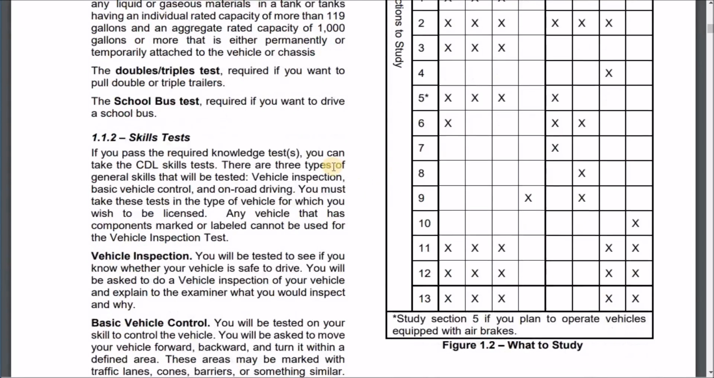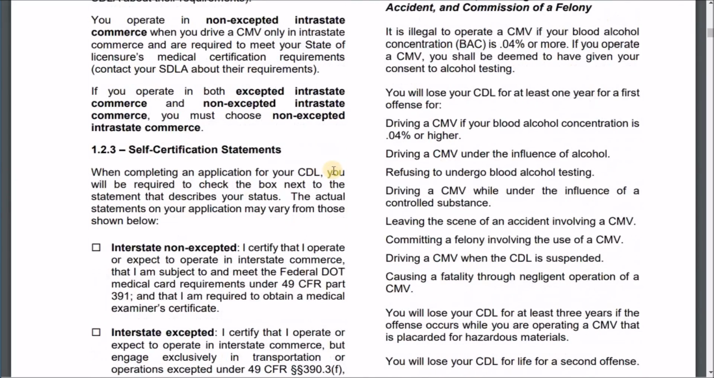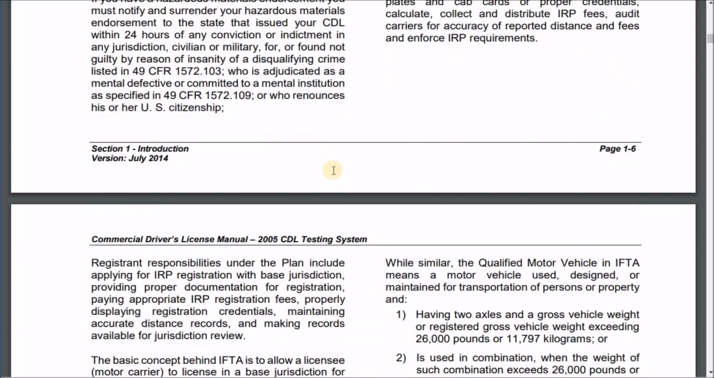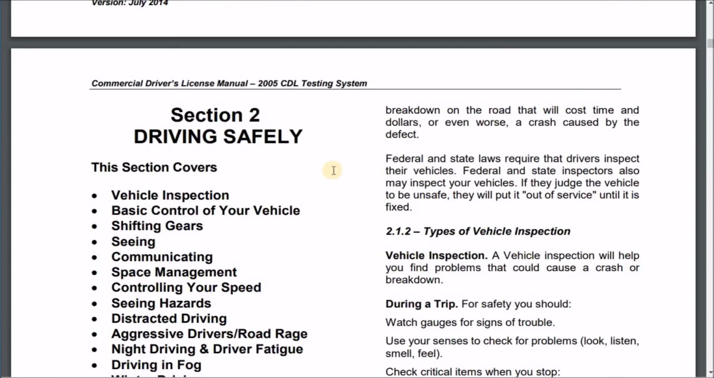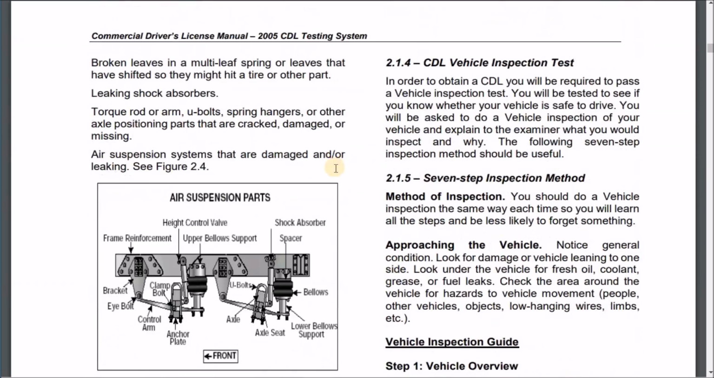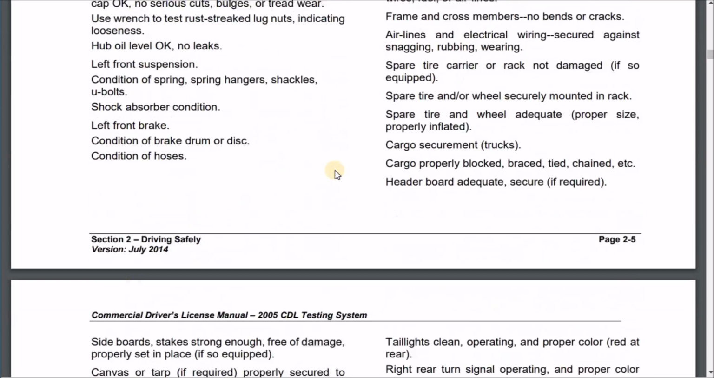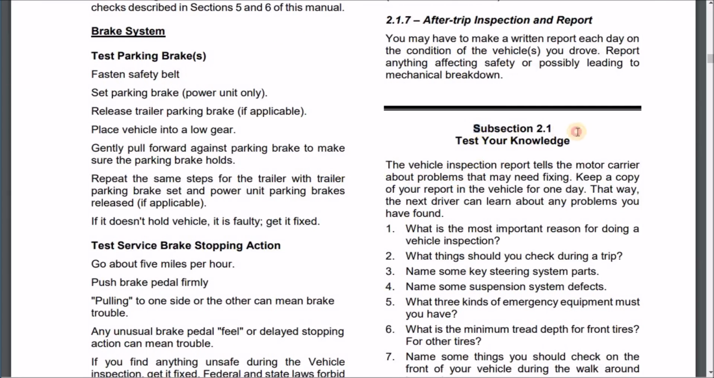So if you can see in this particular section, section 1, there are no quiz questions involved anywhere here. And I suppose there could be, but for whatever reason, there aren't. Now, if we go to section 2, driving safely, you'll see that there are quiz questions. So let's get to a few of those. Keep going, keep going. Here we go. Subsection, test your knowledge.